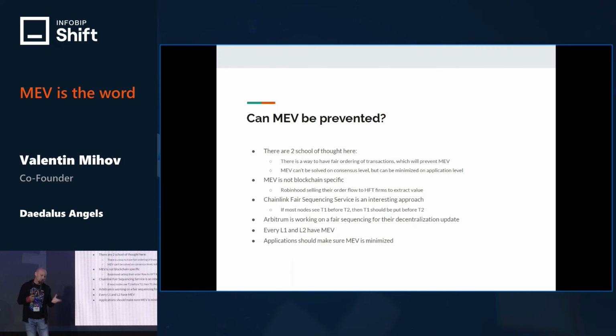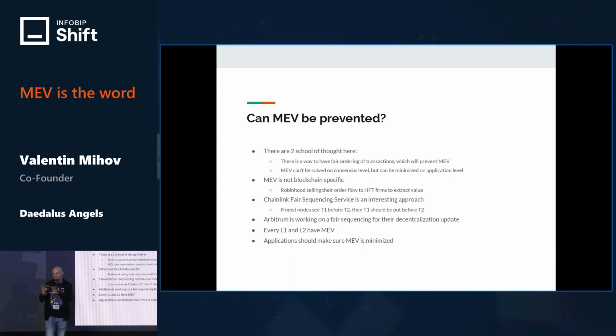Chainlink has a project called Fair Sequencing Service that they're playing with, but the basic idea behind it is that the ordering is decided by consensus: if most nodes see one transaction before the other, then this should be the order. And when you have a distributed system, there is not really a way to have "most nodes." That's not really quantifiable in a nice way. So far there is no system that resolves this problem. So the assumption is that it can't be prevented.